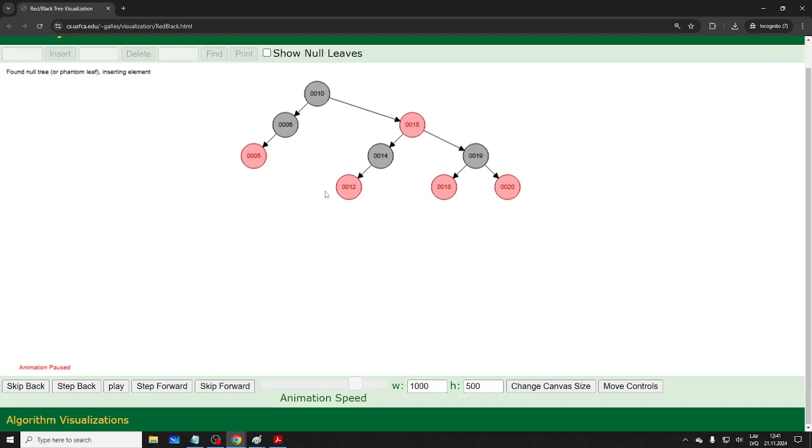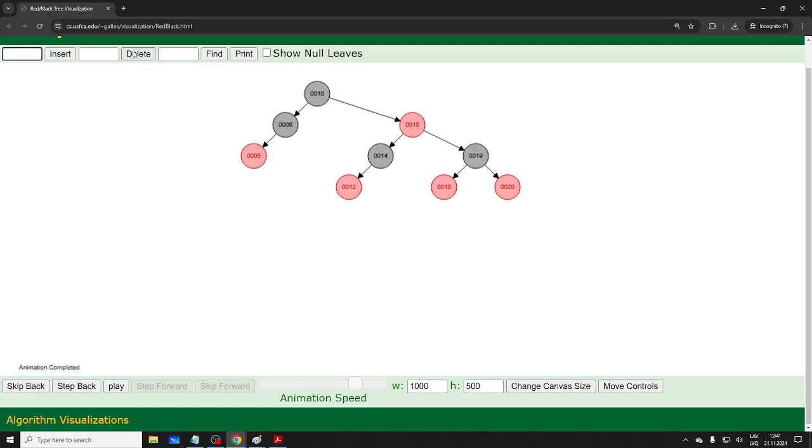Now again, let's do 11. If I insert 11, what's going to happen? It's going to be red. We'll need to rotate, and 12 will be the new parent. It's going to be black, and 14 will be red, and 11 will be red. Let's see if I'm right.